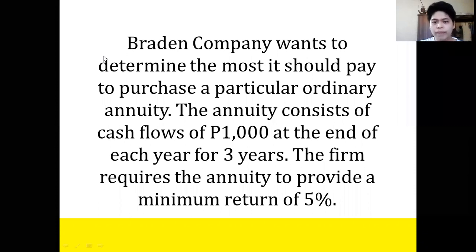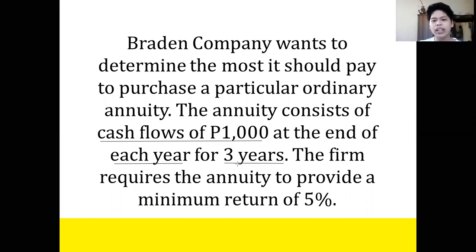Because of number one, the word cash flows of 1,000 pesos each year. Okay, each year, cash flow of 1,000 pesos for 3 years. So, okay, this is an annuity. And question, when will it occur? Will it occur at the beginning of the period or at the end of the period? The answer is at the end of the period.